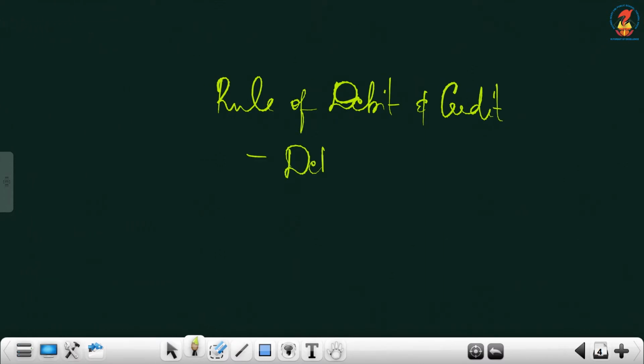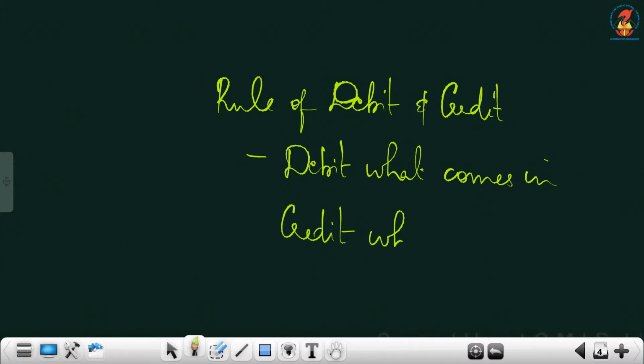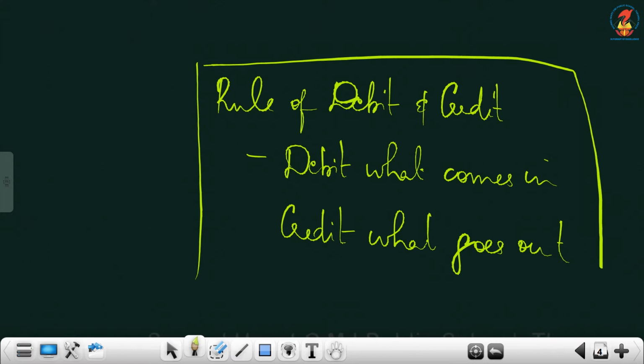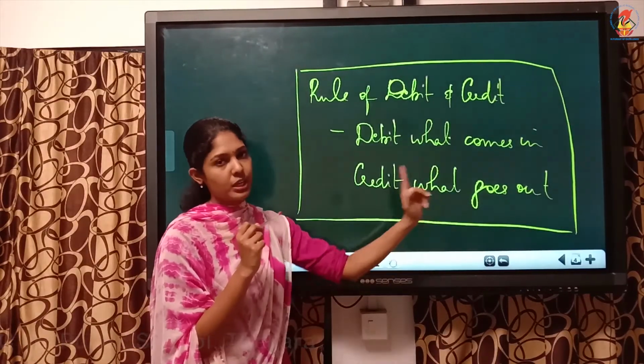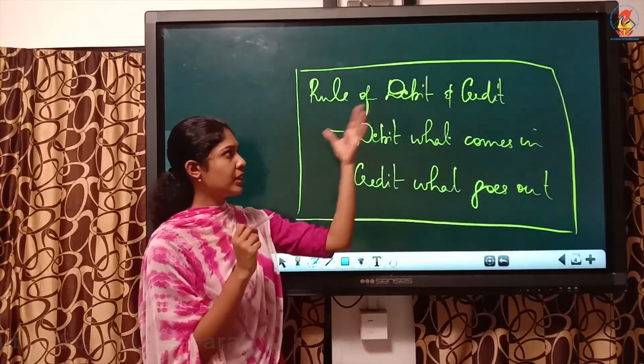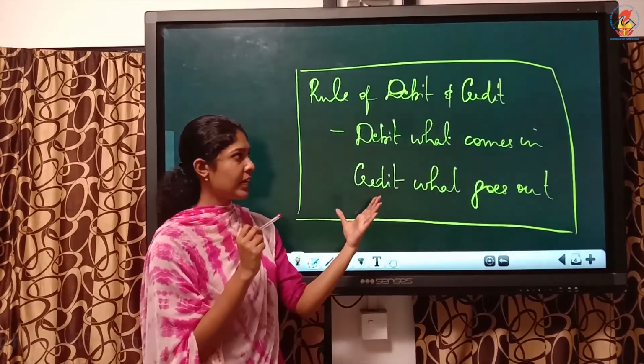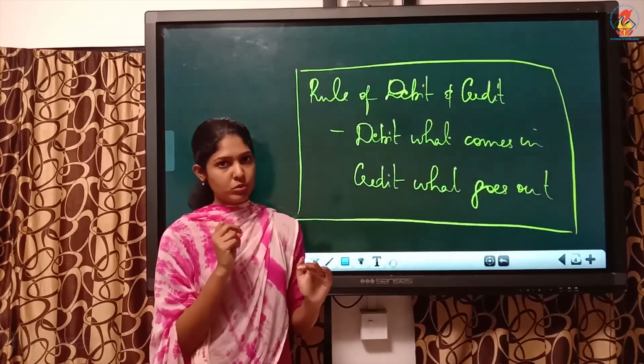That is debit what comes in and credit what goes out. This is the rule of real account. Rule of personal account we discussed already, that is debit the receiver, credit the giver. Now it is debit what comes in, credit what goes out. Understood? So that is the rule of debit and credit in case of real accounts.